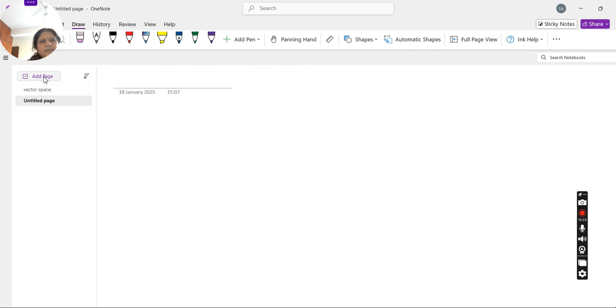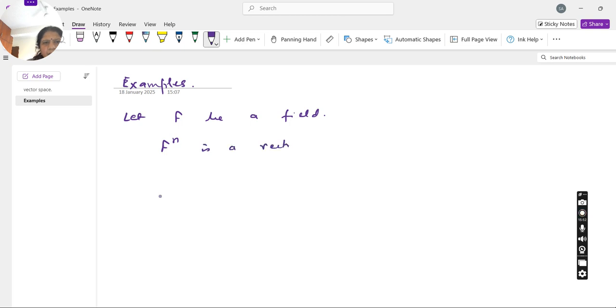Now we are coming to the examples of vector space. Examples of vector space, right? We have, let F be a field. The n tuples of F is a vector space over F.